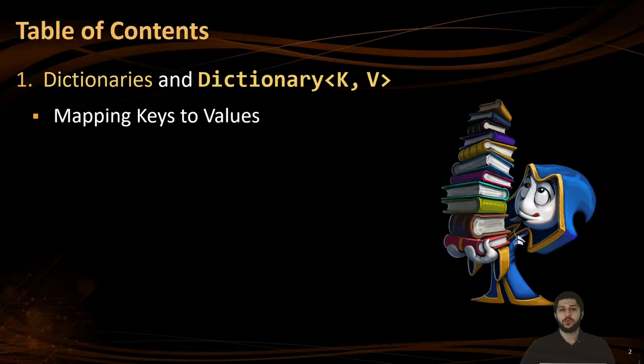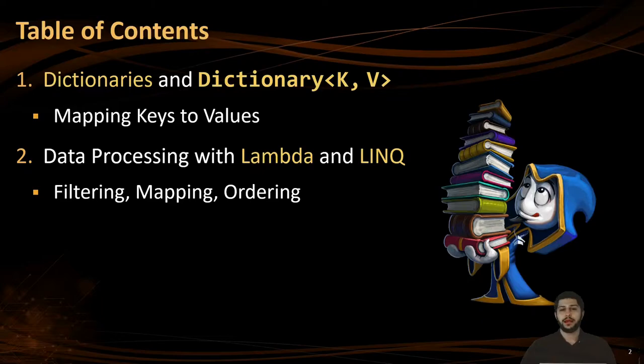The next thing we're going to look at is LINQ, lambdas, and data processing. Data processing is as important as everything else in computer science. We're going to look at dictionaries first, and after we know how to store information inside these dictionaries, we're going to look at some ways of processing that information. And to help us process this information, we need LINQ. We're also going to briefly discuss lambdas. It might sound confusing, but lambdas are just inline methods. Finally, we're going to look at some ways to filter, order, and map information using the built-in library LINQ.